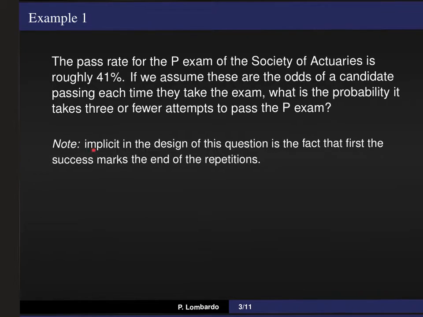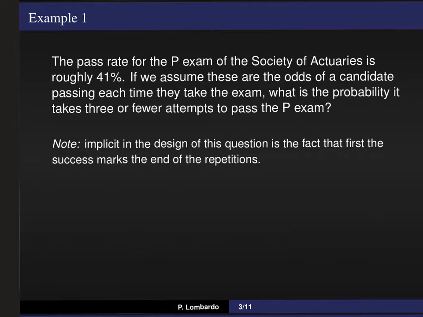We make a little note here. Implicit in the design of this question is the fact that the first success marks the end of the repetitions. So this won't be the binomial random variable, because if we pass on the second try, we wouldn't try it again on the third. The first time that we actually pass the exam is going to be the end of the repetitions that we use.